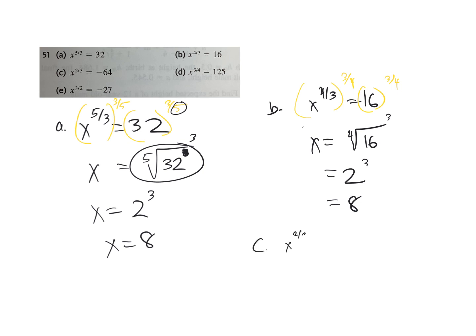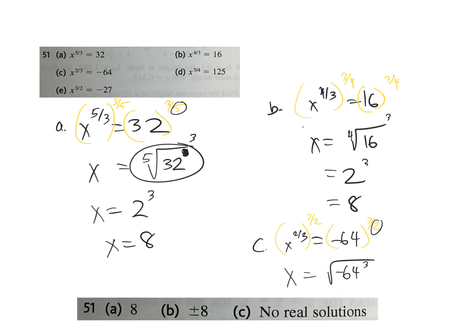X to the 2/3 equals negative 64. Raise it to the 3/2. And that means you have x equals the square root, that's what the 2 is, the square root of negative 64 cubed. And you can't take the square root of a negative. So those are our answers there. Remember, when you take the 4th root, an even root on part B there, it's still positive or negative.